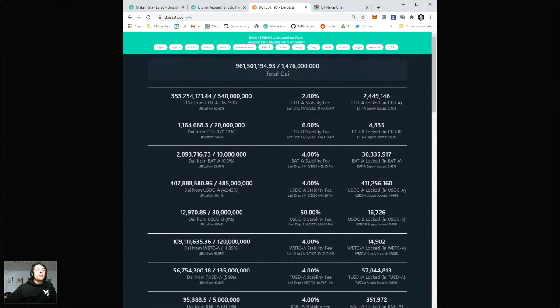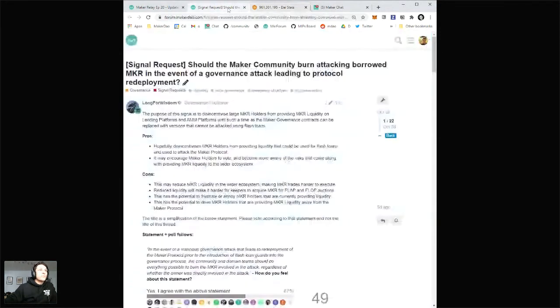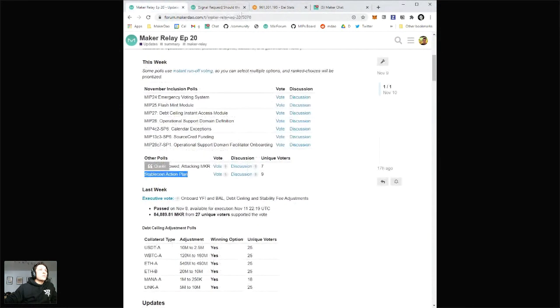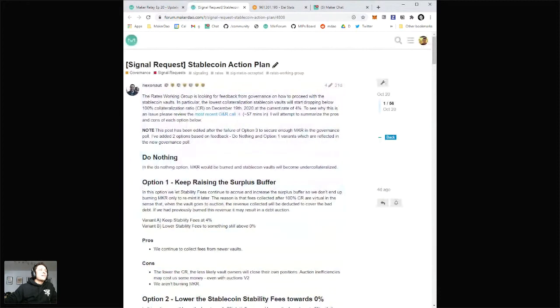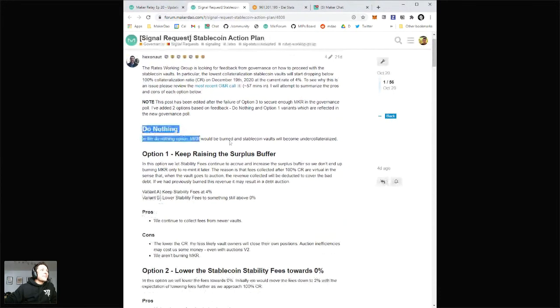And this was allowed to happen basically to help keep the peg in line. And of course, the community wants to bring back a balance and help wean the system off of stablecoins. And so, let me close this. There are a few different options for the community to take, right? First option is do nothing. Well, actually, you know what?